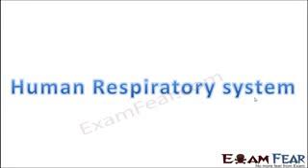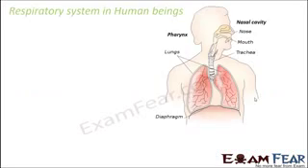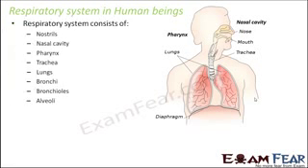Now we will talk about the human respiratory system. When you talk about the human respiratory system, there are quite a few organs which all together form this respiratory system in human beings. So let us quickly look at the different parts of the respiratory system.